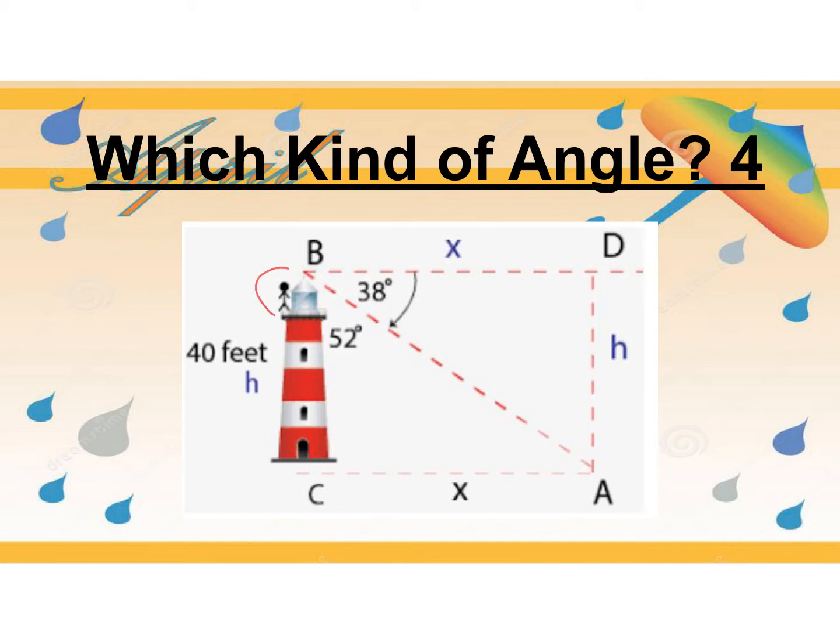If I'm this person up on the lighthouse looking down and I see the numbers 38 and 52, it's the 38 that is the depression. Remember, go straight out with your eyes and then you're looking down. So yes, this is 90 degrees up here and I can subtract and get 52, and now 52 is in my triangle, which is helpful, but 52 is not the angle of depression.